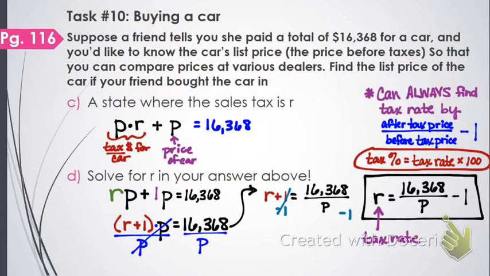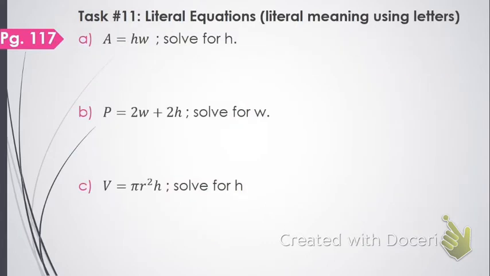Right. Page 117 is talking about literal equations. They're called literal equations because what do you notice all these equations mostly have in them? Letters. Literal meaning using letters. We're trying to solve for one of those variables. In part A, what are we trying to solve for? H. To solve for something means to get it alone.